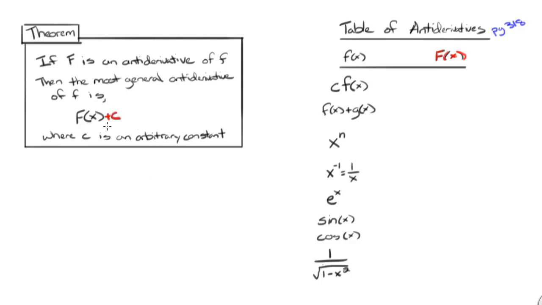All that statement is saying is that adding a constant to an antiderivative does not change the fact that it's an antiderivative, because when you differentiate, that constant would go away. And again, refer to the previous example to see that in action.